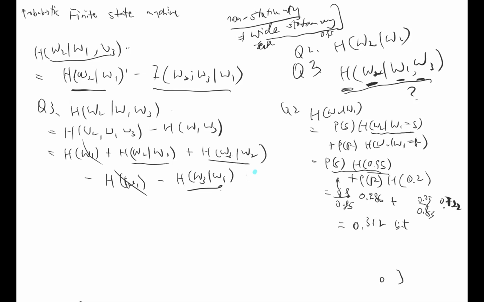So what was this one, H of W3 given W1? We need to figure out the probability here, so just do it from first principle. Let's see what is P of W3 given W1. Just look at all these cases here. So P of W3 given W1 is P of W3, W1 over P of W1, right? So this one is easy. I know what that is.